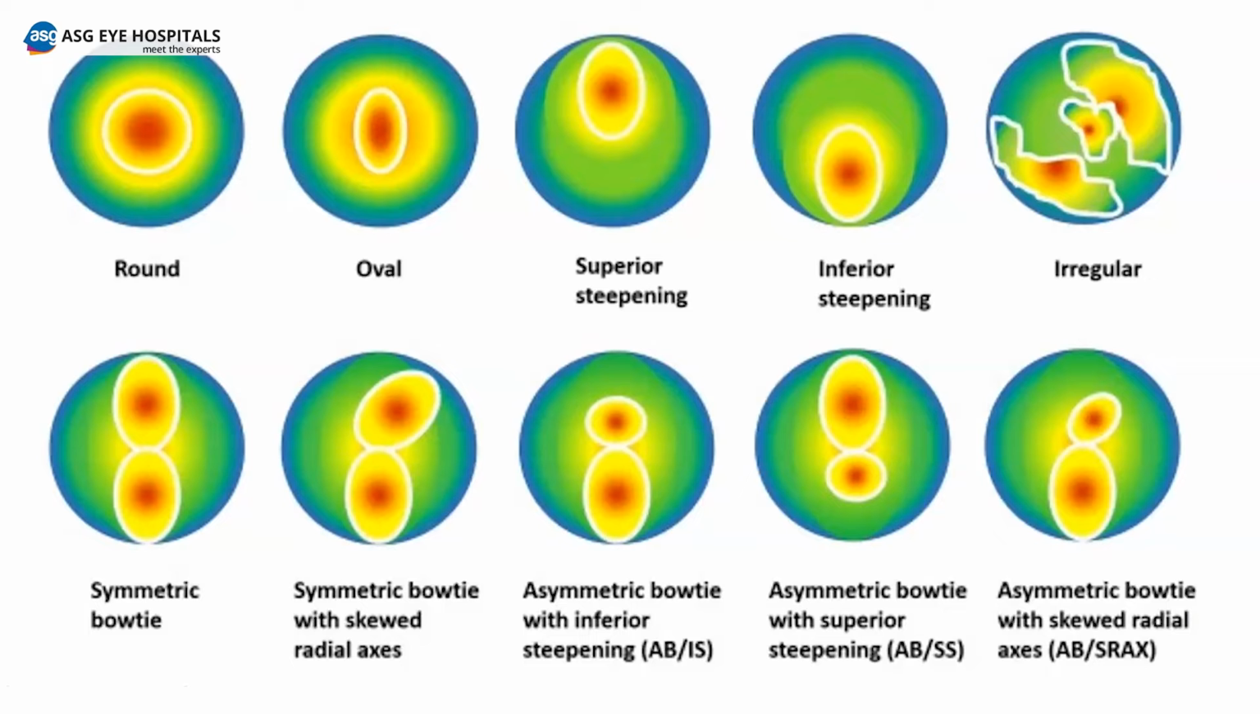Can anybody tell me from here, if we have a skewed axis of the curvature maps, what all can be there in the patient? What all are we looking at? Can anyone attempt this? Yeah. Skewing more than 21 degrees, so we label it as a keratoconus suspect. So forme fruste keratoconus can be present if skewing is there but other parameters are normal, or it may be a frank keratoconus. Okay, very good.